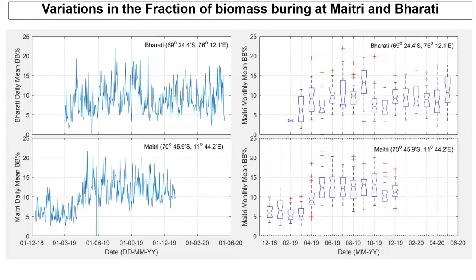As I said, the aethalometer can also report the fraction of biomass burning. So what we see here on daily scale in the left panels for Bharti and Maitri, and for monthly scale again on the right. We see that the times when the black carbon concentration decreases, that is the time when the fraction of biomass burning increases. So there are no known sources for biomass burning at neighboring stations or at Bharti. So this should ideally be due to natural sources coming from the southern hemisphere.